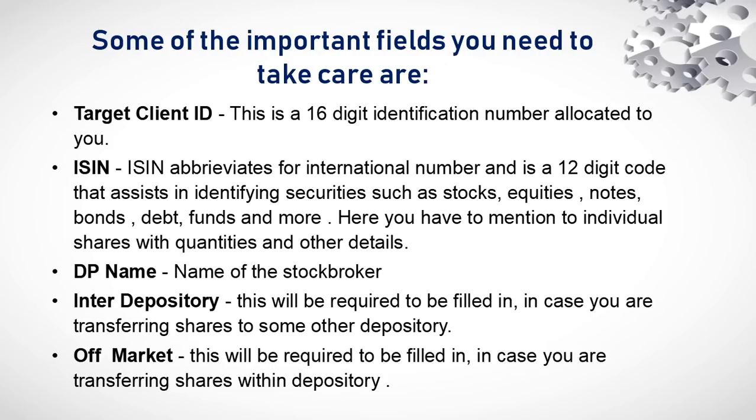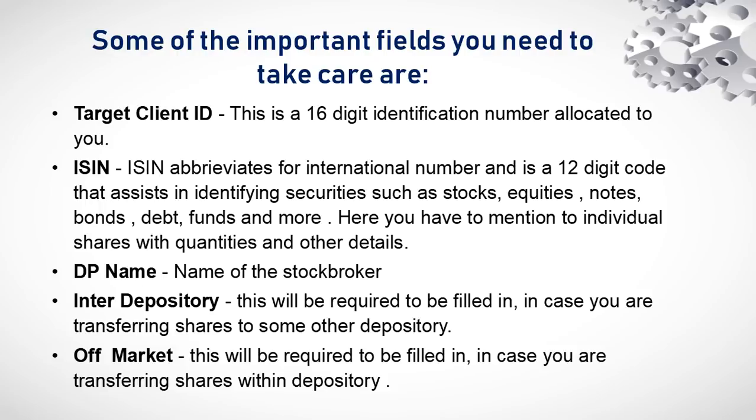Now, some of the important fields you need to take care of are the target client ID. This is the 16-digit identification number allocated to you. Next is the ISIN number. This is the international number and is a 12-digit code that assists in identifying securities such as stocks, equities, notes, bonds, debts, funds, and more. Here you have to mention the individual shares with the quantities and the other details.